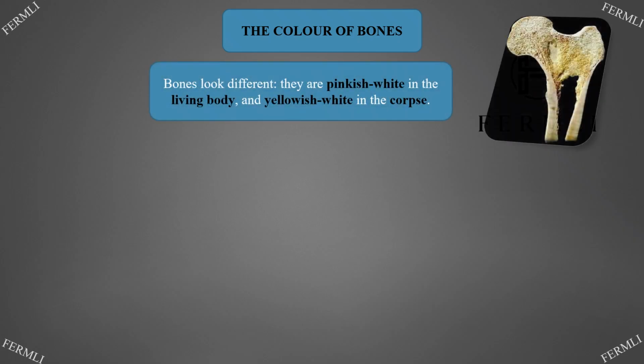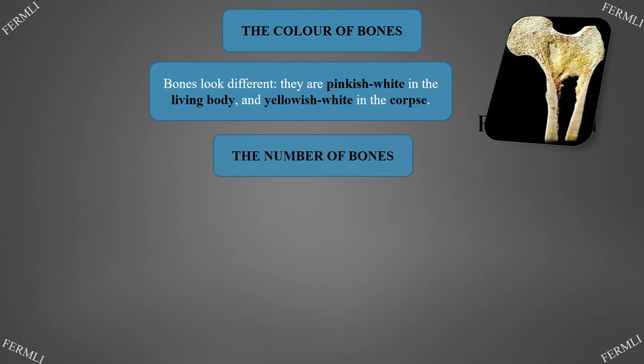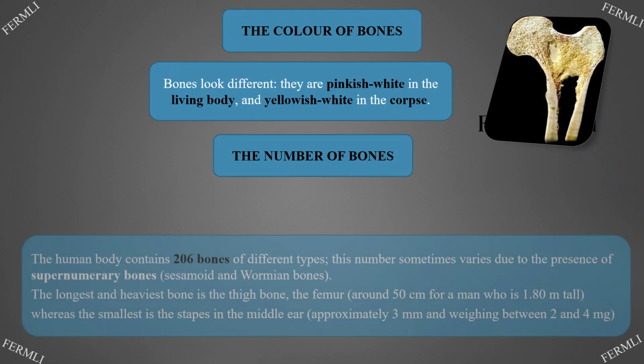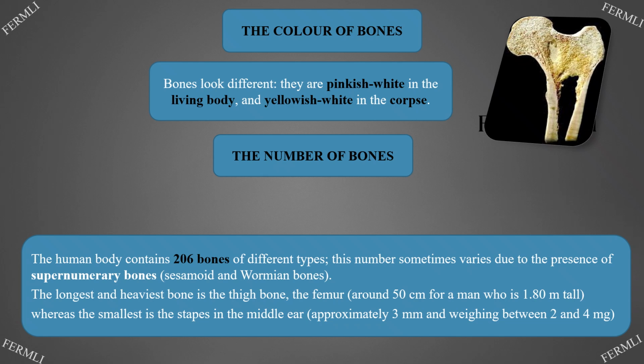The color of bones. Bones look different. They are pinkish-white in the living body and yellowish-white in the corpse. The number of bones. The human body contains 206 bones of different types. This number sometimes varies due to the presence of supernumerary bones, sesamoid and wormian bones.